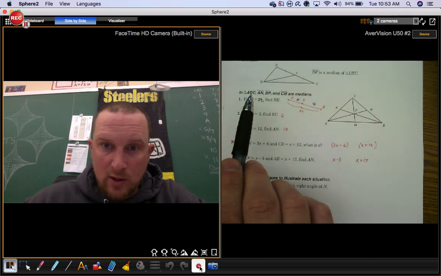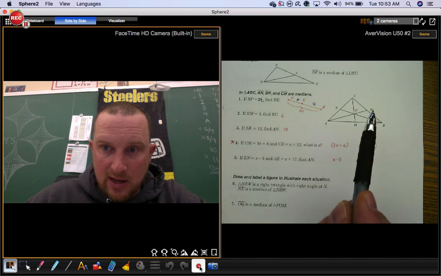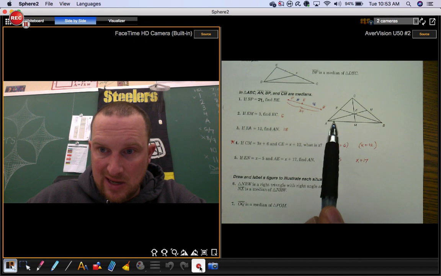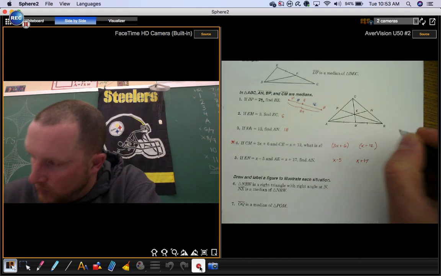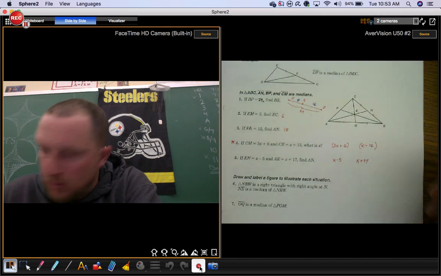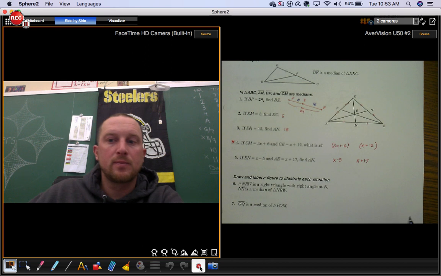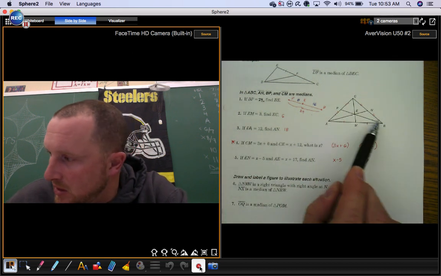So in this triangle ABC, that's this one over here, you have three segments: segment AN, segment BP, and segment CM that are all medians. So what you know is those are the same, those are the same, and these are the same. They're telling you from B to P is 24.